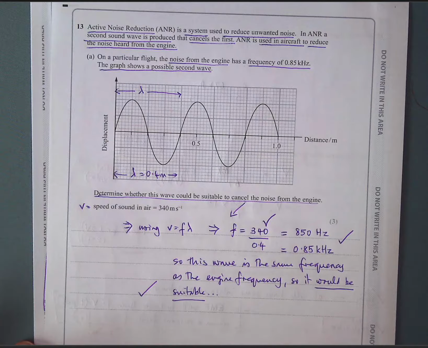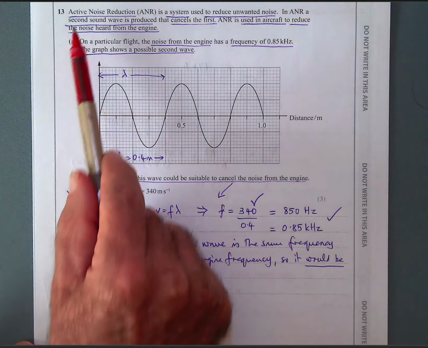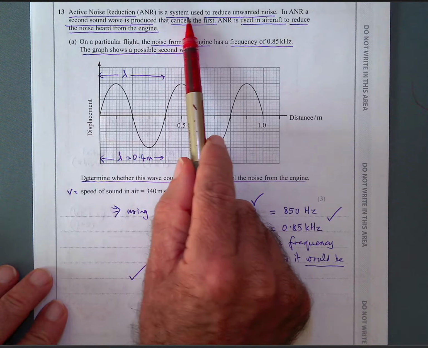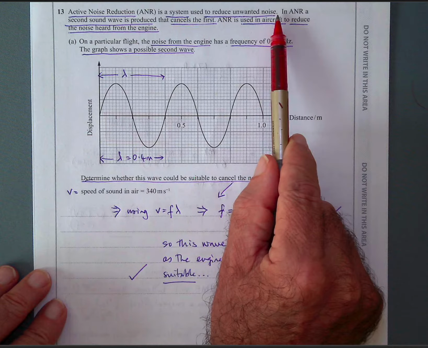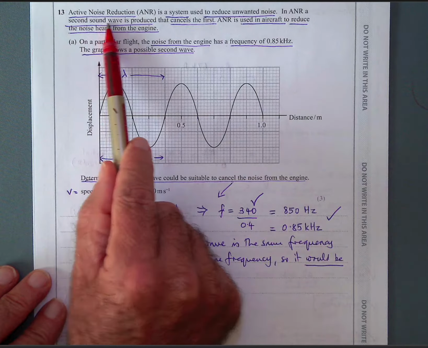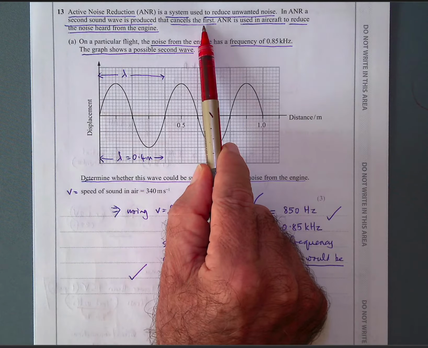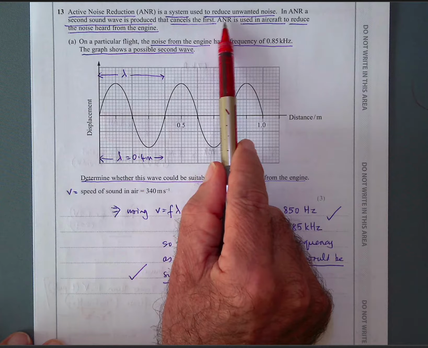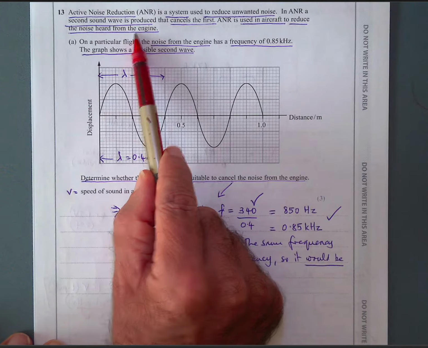Okay, question 13 is about sound cancellation. They called it active noise reduction, or ANR, a system used to reduce unwanted noise. So this will be destructive interference. In ANR, a second wave is produced that cancels the first. So if you've got engine noise, you can get rid of it by producing the anti-noise to the engine. ANR is used in aircraft to reduce the noise heard from the engine.